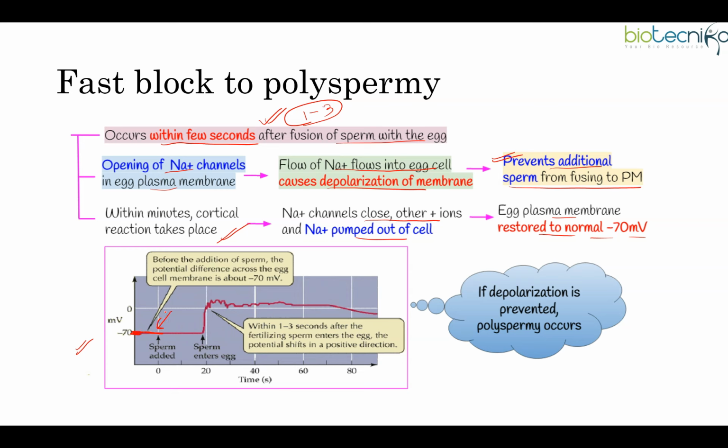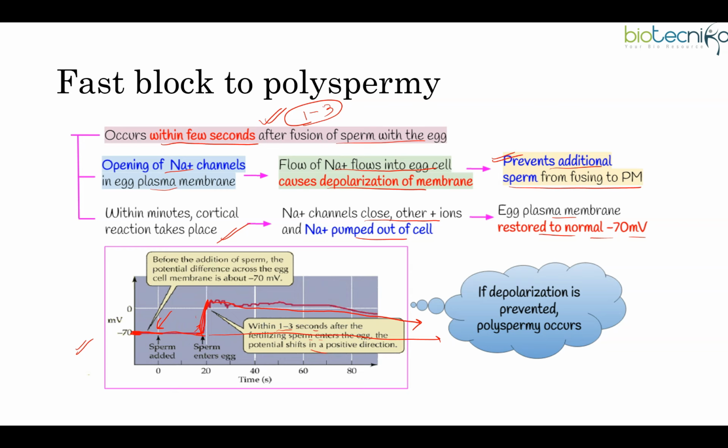So if you look at the graph, from minus 70 millivolt, as soon as you add the sperms, they will be reaching towards the egg, and the moment the sperm enters the egg, it leads to a successful fertilization. And immediately you can see the change in the potential difference. Within 1 to 3 seconds after fertilization, the potential shifts in a positive direction. But it doesn't stay continuously. After a few seconds, you can see this is coming down. So once again, it will be restored to minus 70 millivolt.